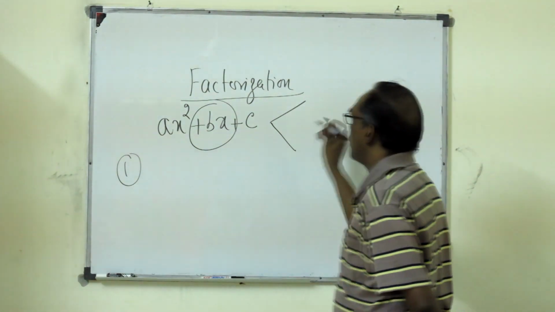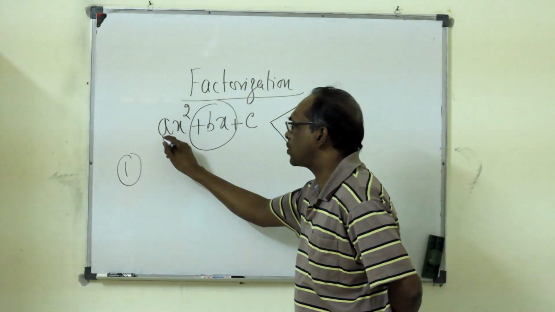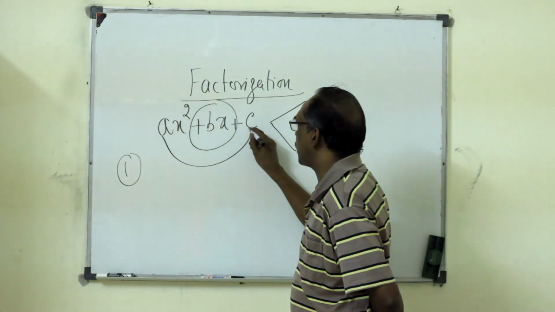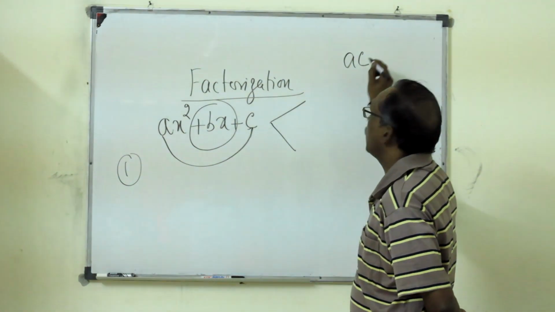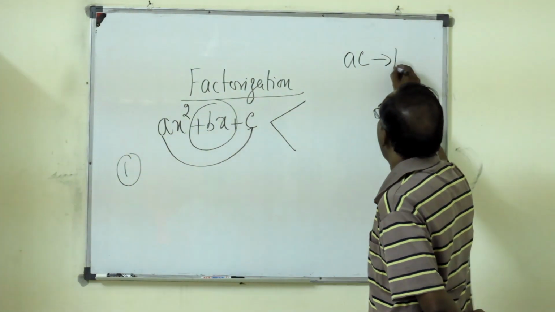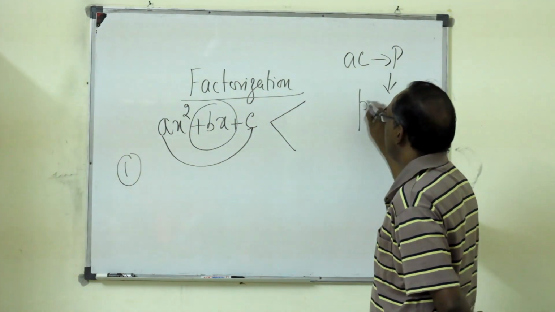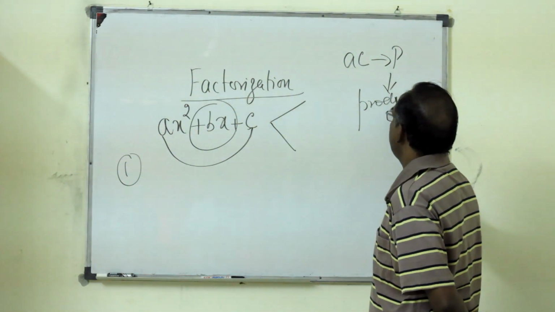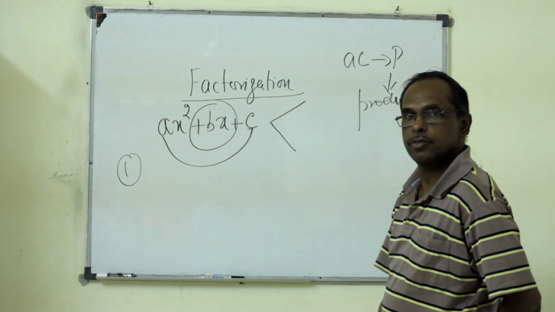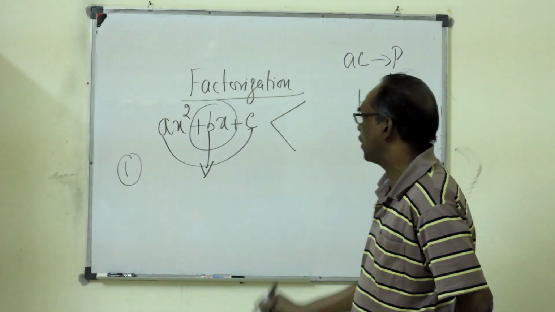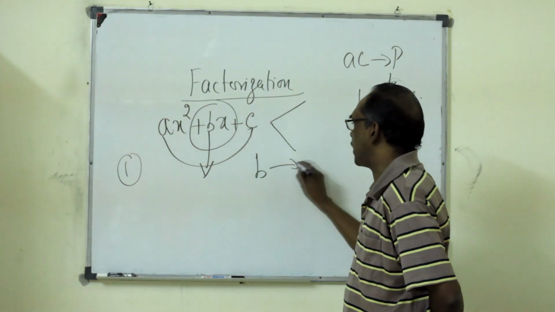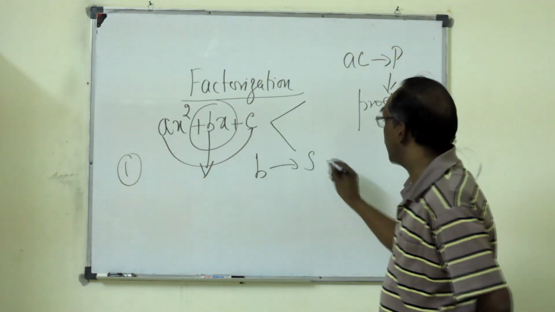So you are going to find out the product of the constant term and the coefficient of x square, that is AC. That you represent as P, which is called product. Now take this number, that is the coefficient of x, that is B, you represent as S, that is sum.